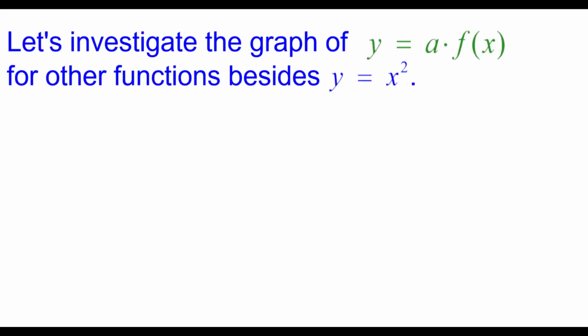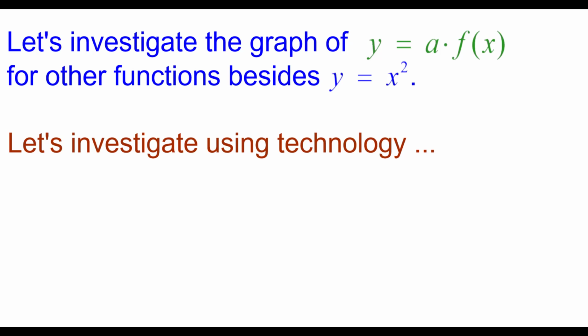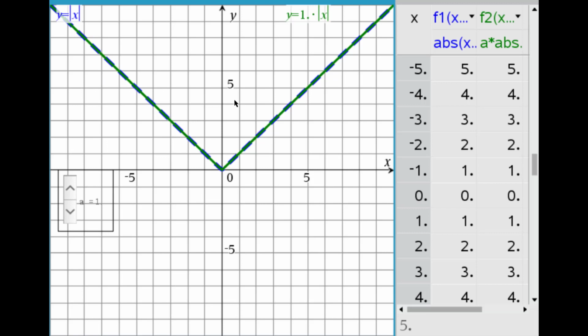Let's investigate the graph of y equals a times f of x for other functions besides y equals x squared. And we're going to do this using technology. So here we have the graph of y equals absolute value x. It's going to be in dashed blue. And in green is y equals a times the absolute value of x. In this case, a is 1. This is where we'll control the slider values. Please look at the graph and at the table values here. Here's the blue parent function. Here's the green function values right here. Notice they're identical right now because a is 1.